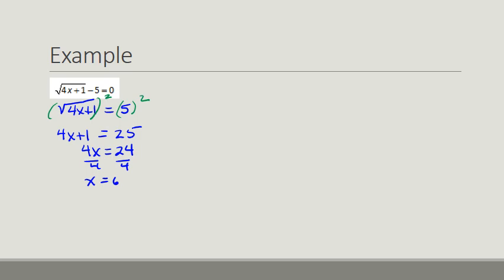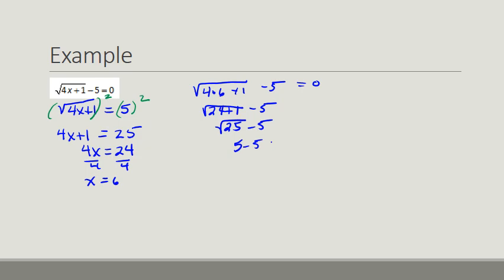Now the last step I said was to check for extraneous roots. So you always want to check these examples. I don't care if you do it via the calculator. I don't care if you put it in and check, but you always need to check these. So we're going to put 6 in for x, and we want to make sure that it equals 0. So 24 plus 1 minus 5 is 20, square root of 25 minus 5. So 5 minus 5 is 0, so it checks. And we're only going to check with the positive or the principal root.